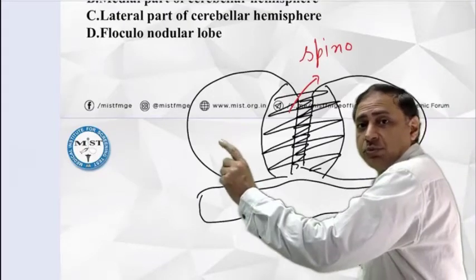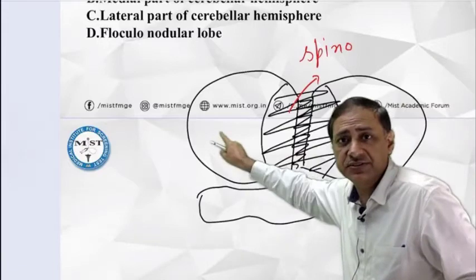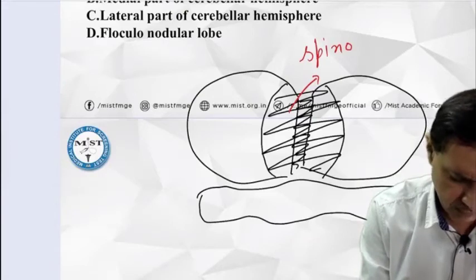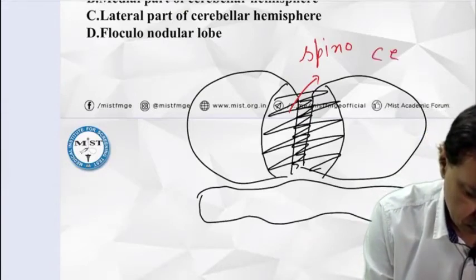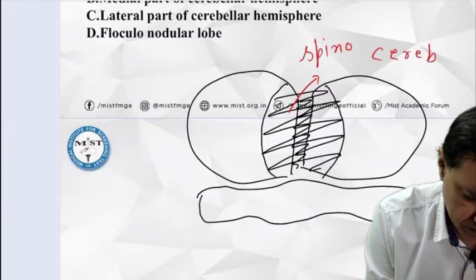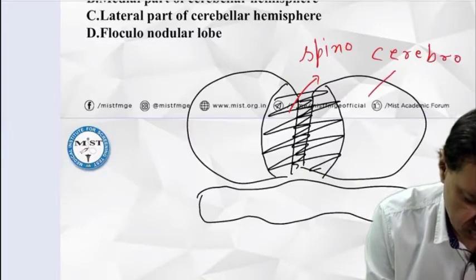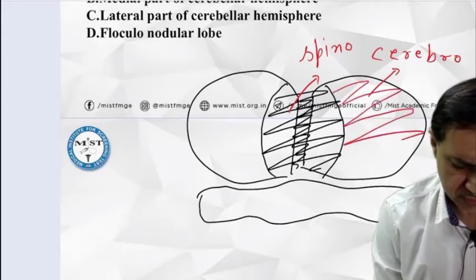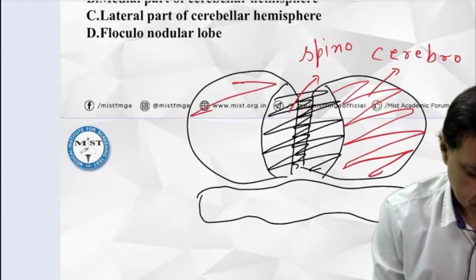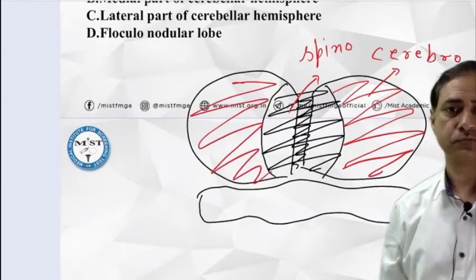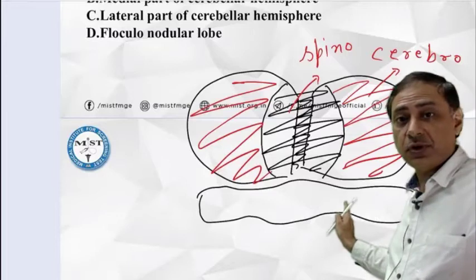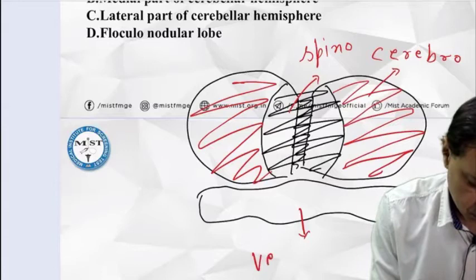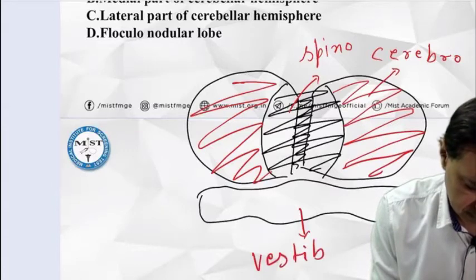The lateral part of the cerebellar hemisphere, this portion and this portion, this and this, is known as the cerebrocerebellum. And this flocculonodular lobe is known as the vestibulocerebellum. This is for balancing.